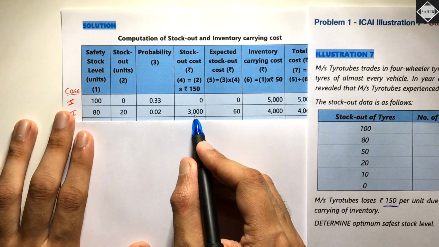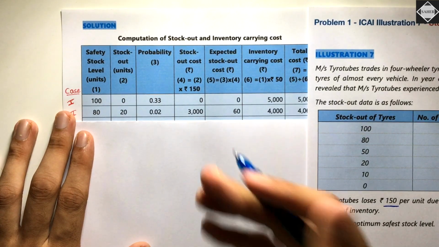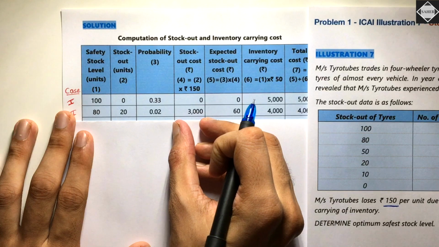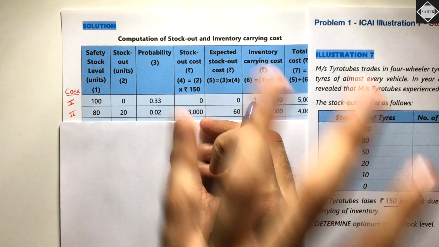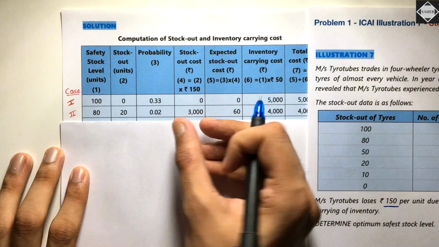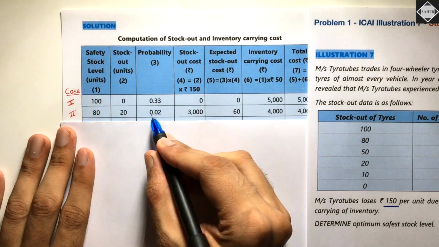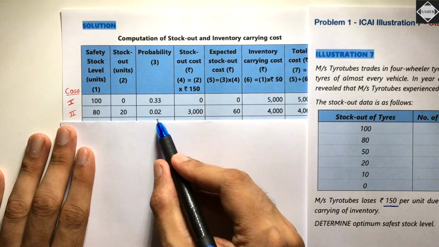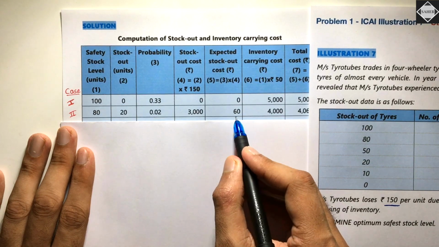And then you will take the stock out cost, multiply with probability, you will get expected stock out cost, which is 60. Now you have to understand, this is the actual stock out cost if we have stock out of 20. But here we are doing probability analysis, which means we are doing everything on the expected values, on probability basis. That is why we are multiplying this with the probability. Just 2% chance is there of this happening. So if we multiply that, then this expected stock out cost is 60.